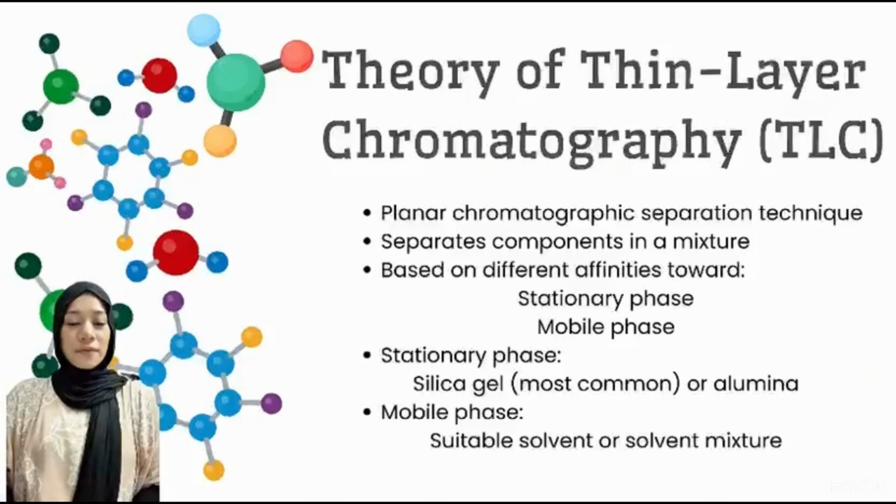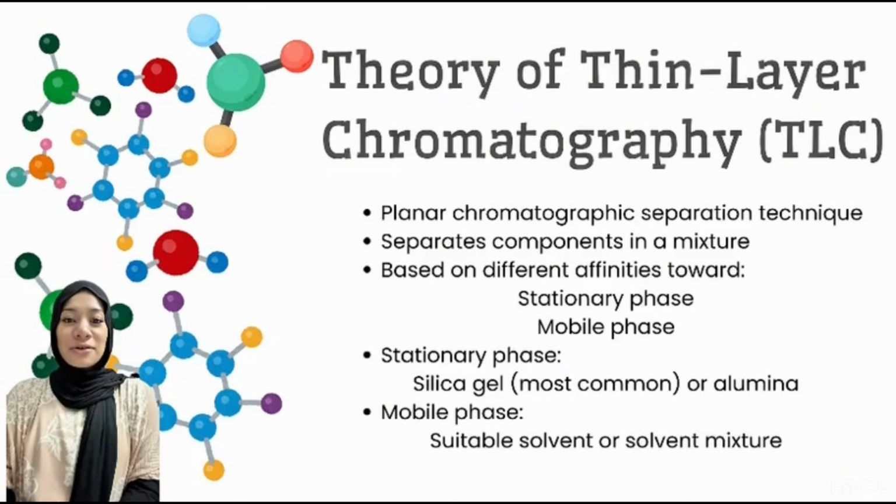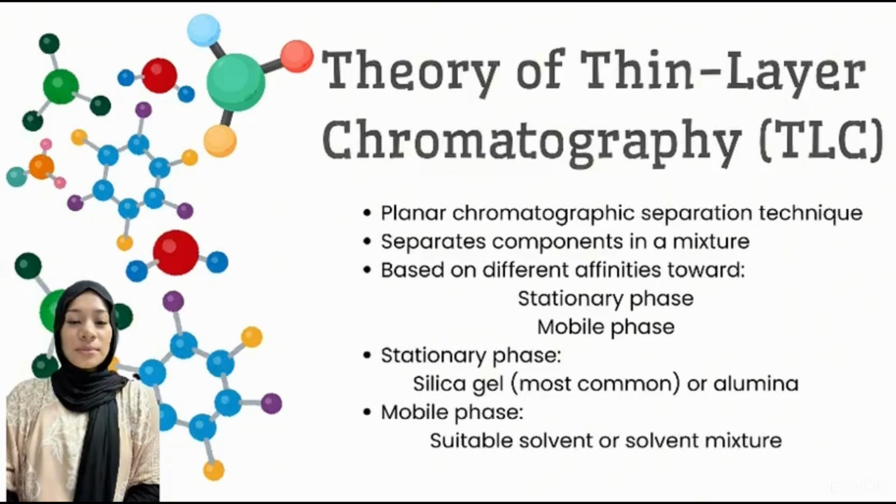Thin layer chromatography or TLC is a simple and rapid analytical technique. It belongs to the family of planar chromatography because the separation occurs on a flat plate coated with a thin layer of adsorbent material. The TLC plate is usually coated with silica gel, although alumina can also be used. This layer acts as the stationary phase. A suitable solvent known as the mobile phase moves through the plate and carries the sample upward.